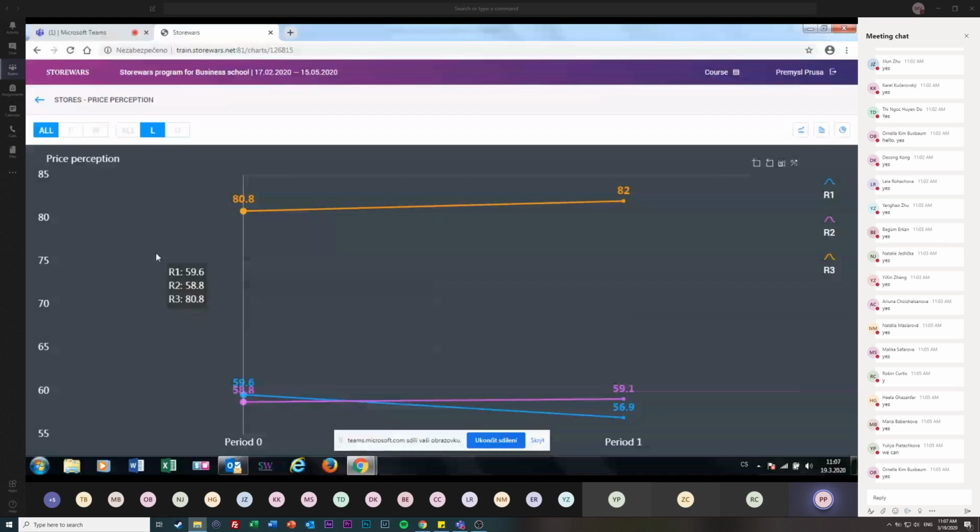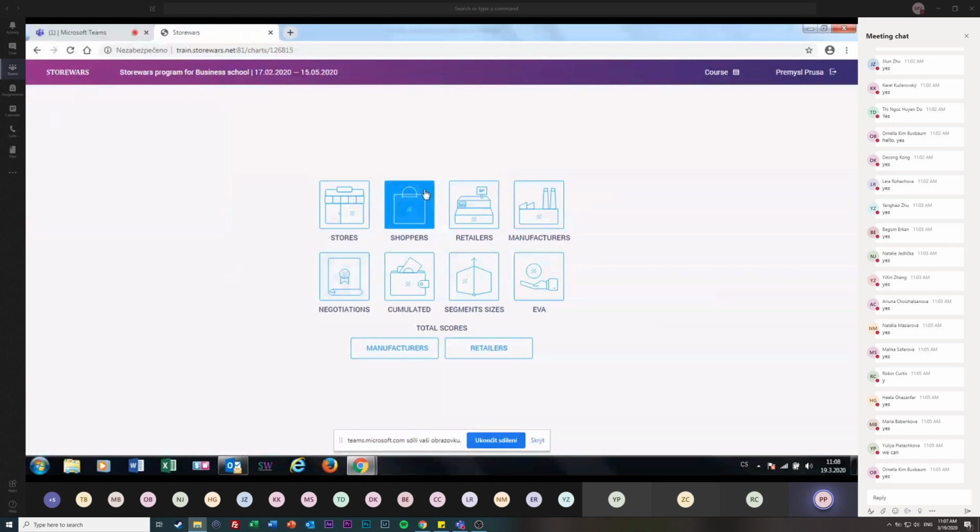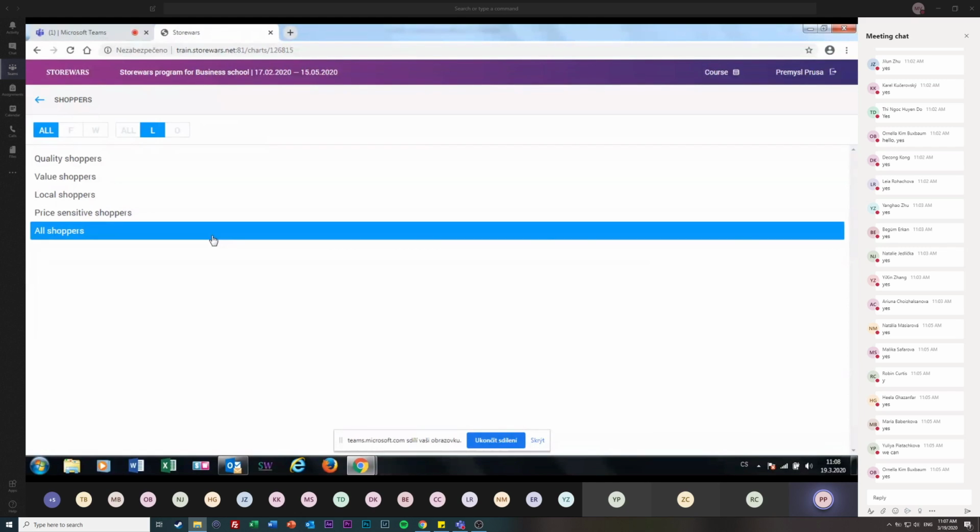The yellow line basically, that's retailer 3. Retailer 3 is perceived as very expensive in comparison to retailers 1 and 2. So that's about perception. Now you should see the number of shoppers, how many shoppers you have, and we can divide the shoppers into quality shoppers, value shoppers, local shoppers, price sensitive shoppers, and all shoppers.